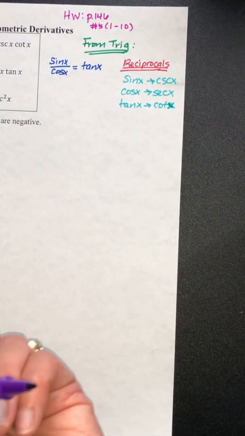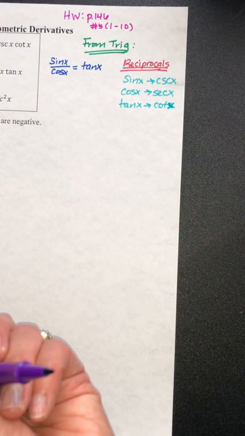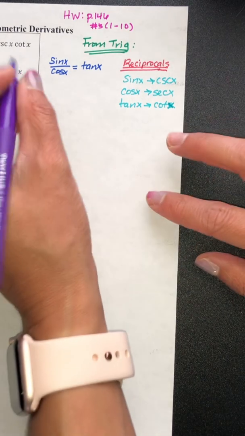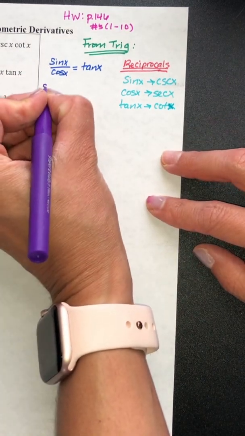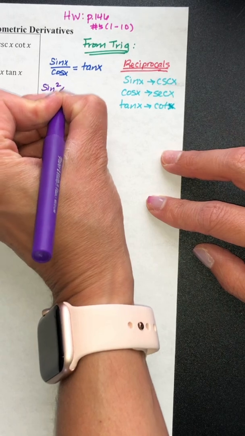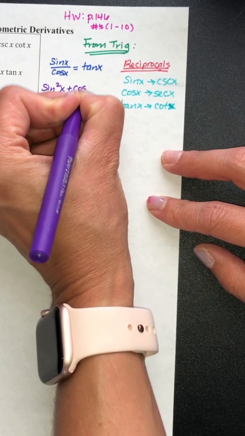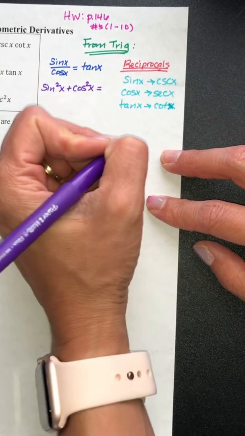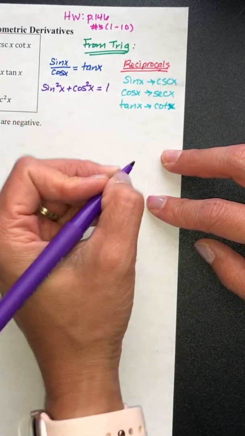Okay. So there was a trig identity that we learned back in Enhanced Math 3. It was sine squared of x plus cosine squared of x. Do you guys remember what it equals? A big fat 1.